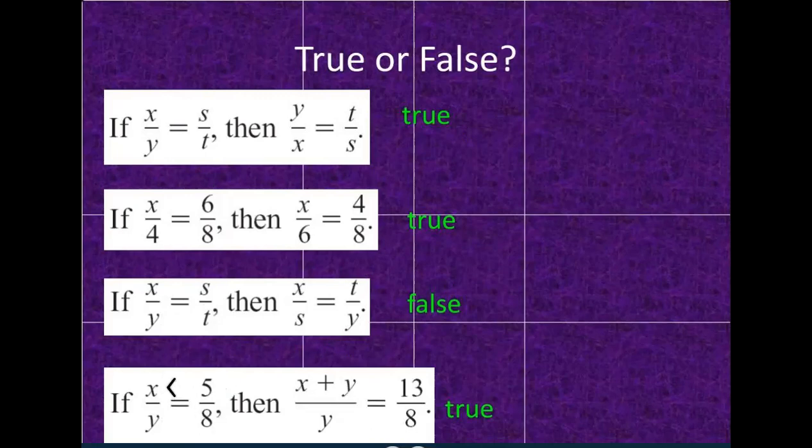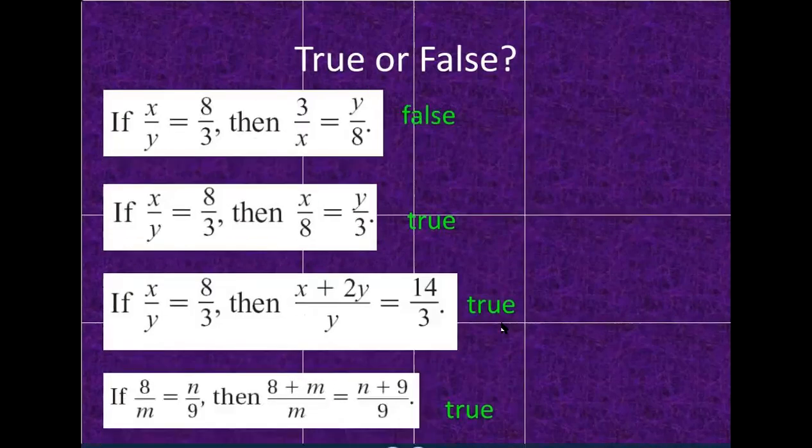The last question, x over y equals 5 over 8. Then x plus y over y should be equal to 5 plus 8, which is 13 over 8. So this one will be true. As you see, we use the properties to say if it's true or false, and this is another question that you can check, and then you would write if it's false or true.